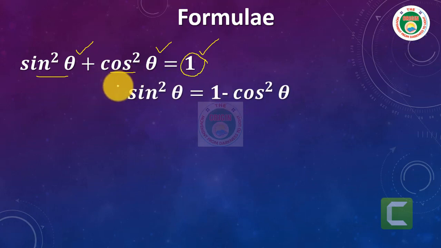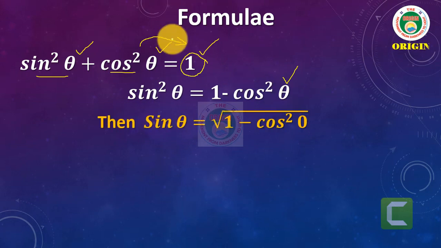And after simplifying this formula, we are getting the relationship between sine and cos: sine in terms of cos and cos in terms of sine. That is, if you transpose that cos square theta to the right hand side, that converted into minus cos square theta, that is sin square theta equal to 1 minus cos square theta. Then sin theta equal to square converted into square root, that is sin theta equal to square root of 1 minus cos square theta.